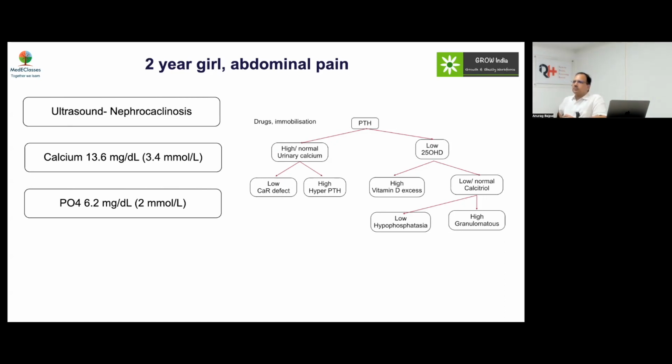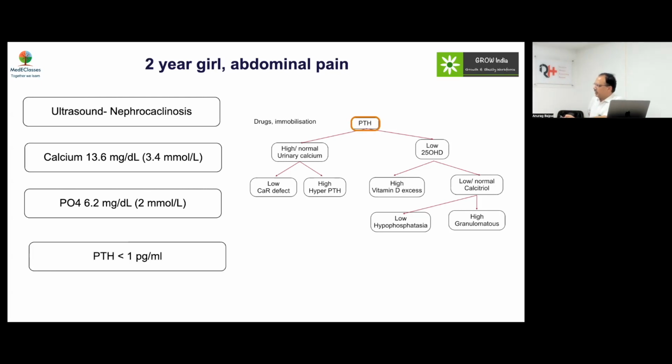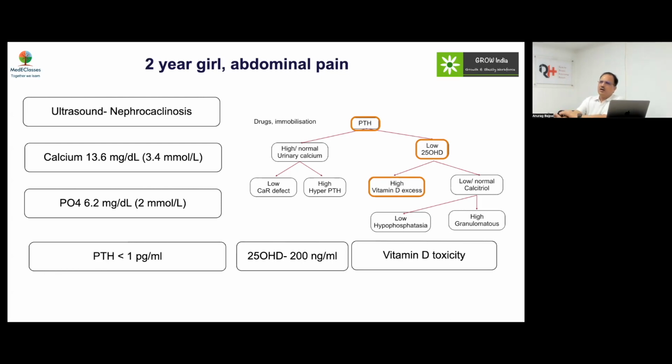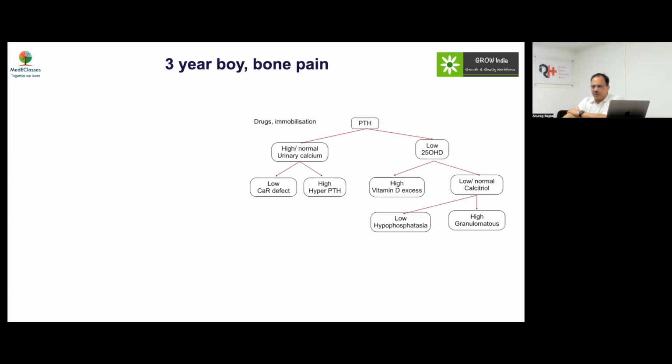The phosphorus is on the higher side, so it should not be PTH related. Hyperparathyroidism is unlikely in this case, and you are more likely to be dealing with a vitamin D excess. PTH, of course, was as expected 0, and vitamin D was 200. This is a very common scenario wherein there is an iatrogenic excess. Parents are giving too much dose of vitamin D, or the doctor has prescribed too much dose. It is usually because of injectable preparations, but sometimes if you continuously take the oral preparation, you will have this scenario, and this is vitamin D toxicity.